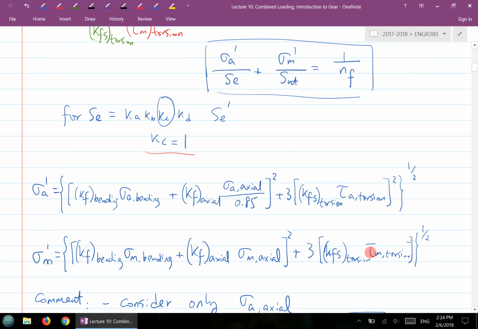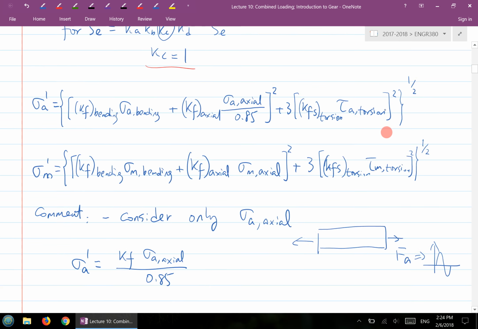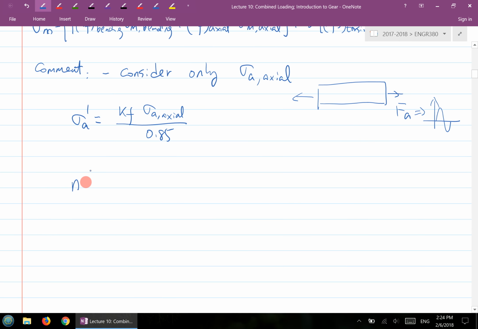And then when you apply the modified Goodman line for calculating safety factor, that safety factor equals what? Okay, just equal to SE over sigma A prime. So substitute this sigma A prime over here. So we get 0.85 times SE over this KF times this sigma A axial. That makes sense? So maybe you have a notch somewhere here basically, right? So that'll give you this KF value.